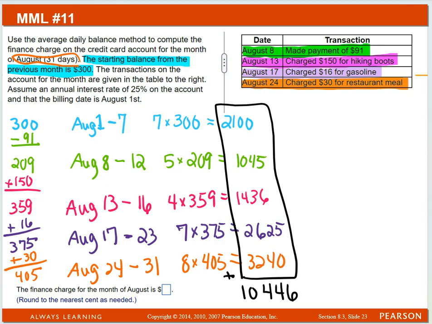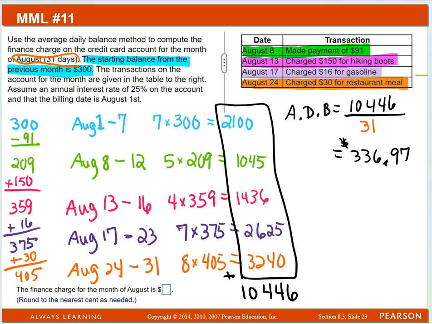Okay, so I need the average daily balance, which is the 10,446 divided by the 31 days in August. And that comes out to be, where is it? And you're going to round it off to the nearest cent. So we've got $336.97.